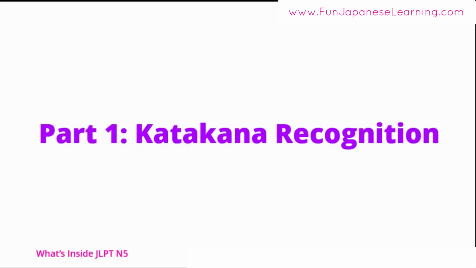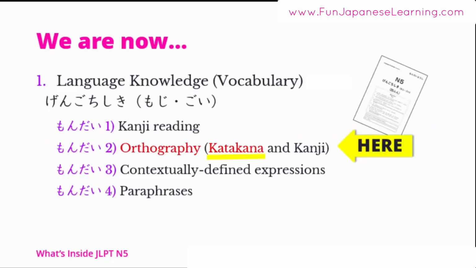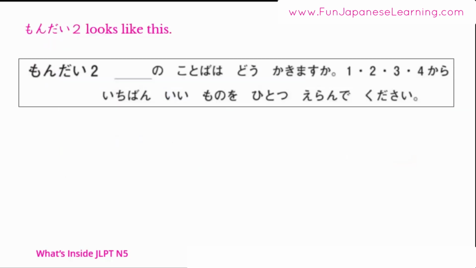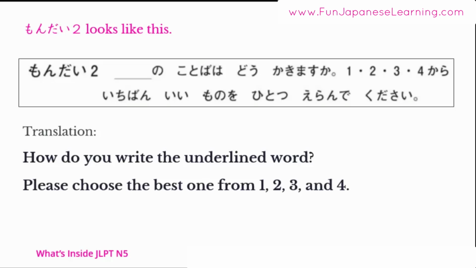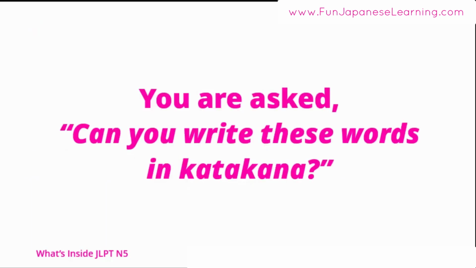So let's start. Part 1, Katakana Recognition. We are now here. We have already learned Kanji part in Module 2. So now we learn Katakana part. 問題2 looks like this. Translation: How do you write the underlined word? Please choose the best one from 1, 2, 3, and 4. You are asked, can you write these words in katakana?